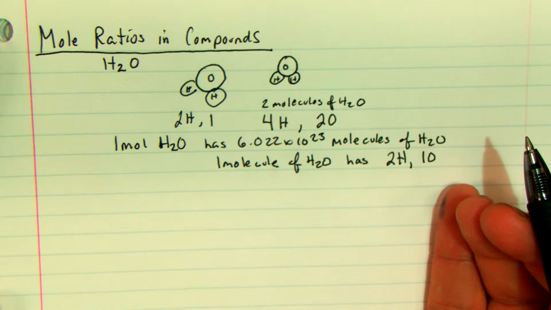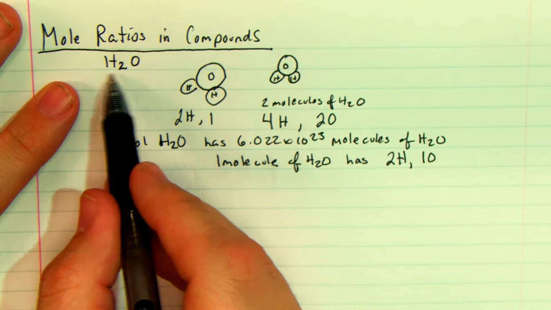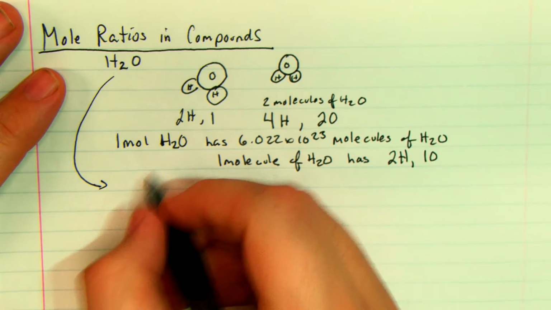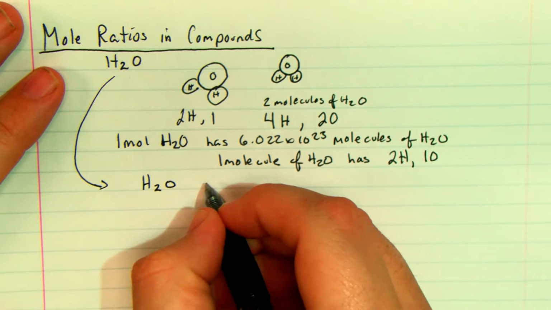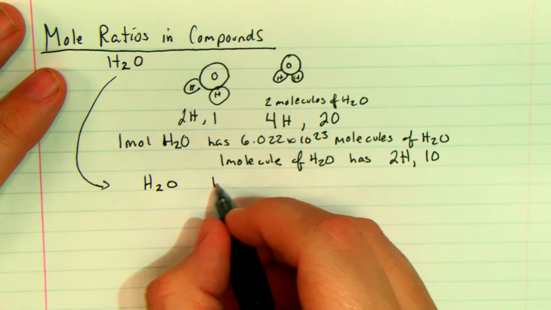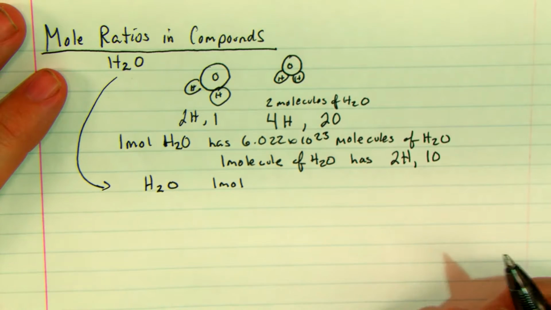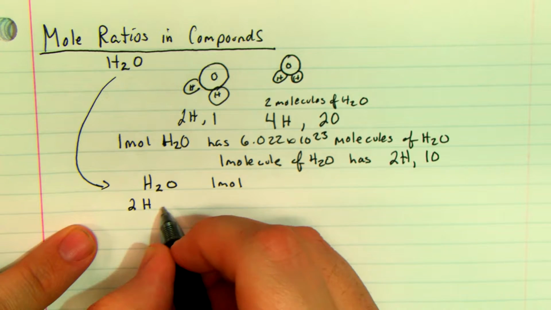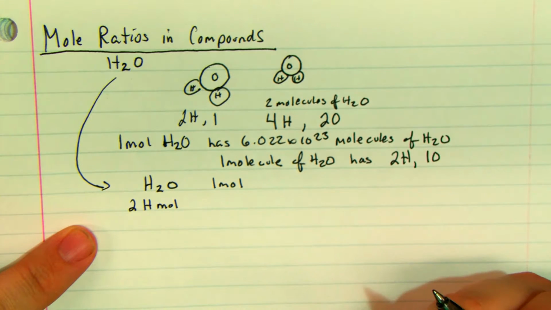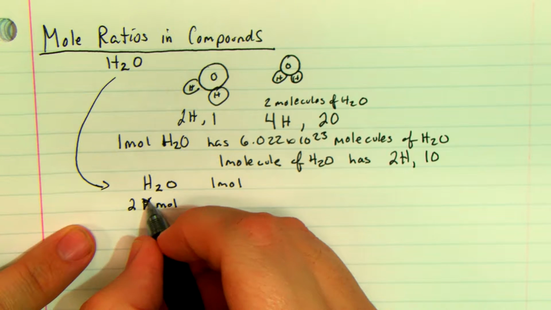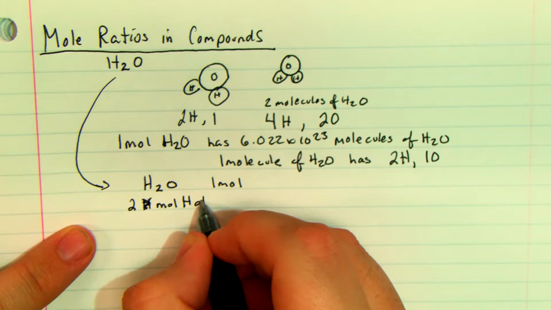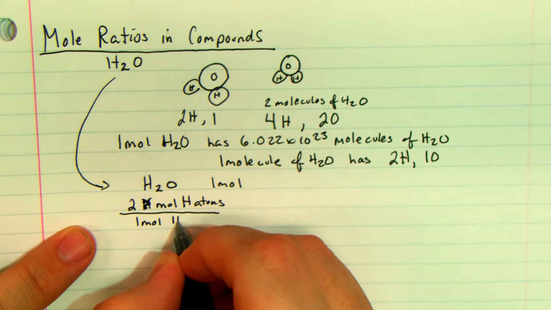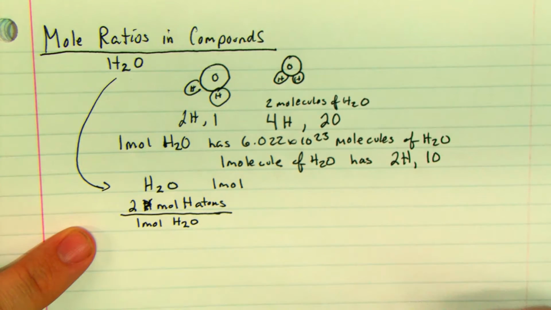And that's where this actually comes into play really nicely. Because if I say, all right, if I have H2O, and if I have 1 mole of H2O, what I can say is I have 2 moles of hydrogen. That's even better. That's 2 moles of hydrogen atoms in 1 mole of water. Would you agree with that?